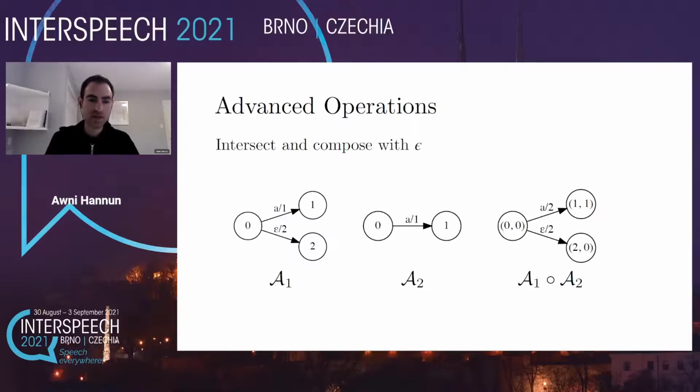Basically, during the exploration phase, when you're exploring from the state (0, 0), instead of only considering arcs with matching arc labels, you can also consider arcs from either input graph which have an epsilon, without considering an arc from the other input graph.